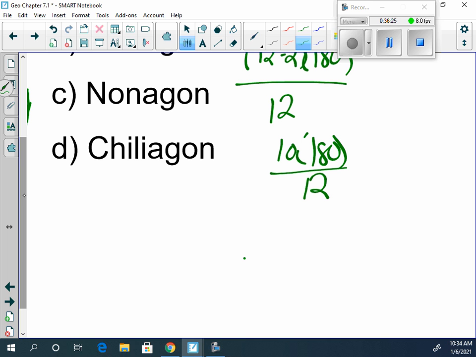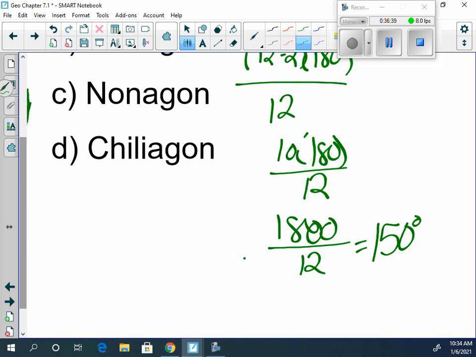Now 10 times 180 is going to be 1800. Now if we do this here, and we do it in a calculator, we will get 150 degrees. So in a dodecagon, a regular dodecagon, each interior angle is going to be 150 degrees.